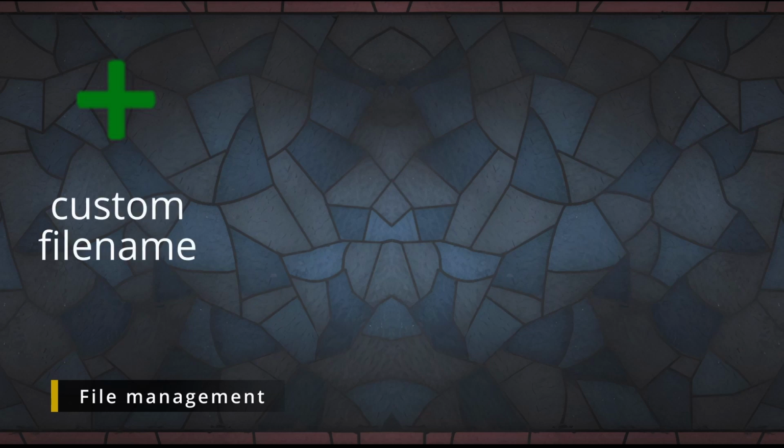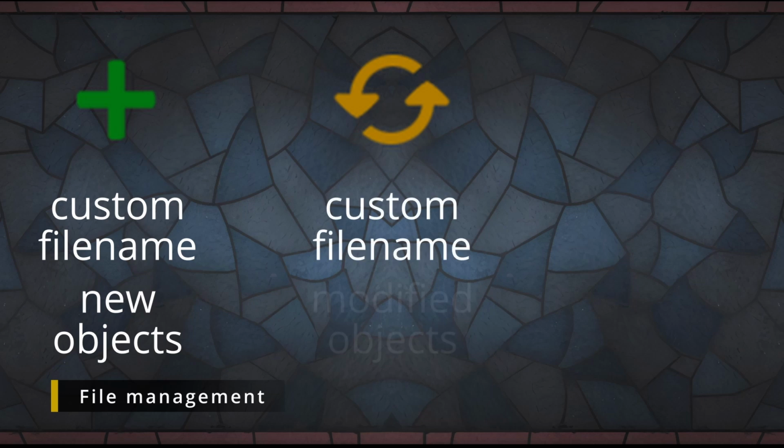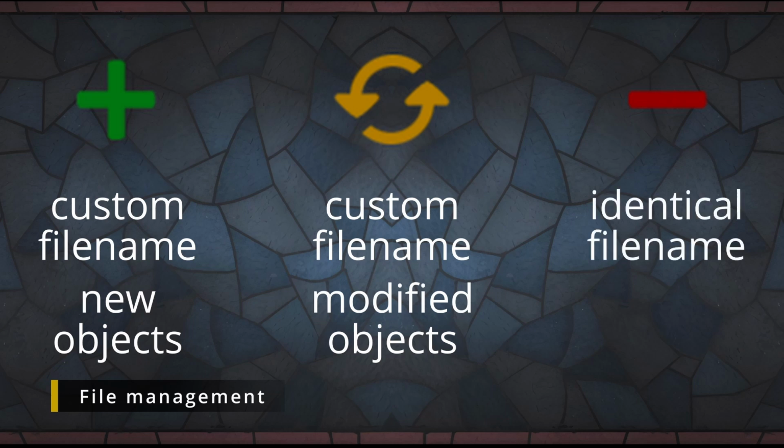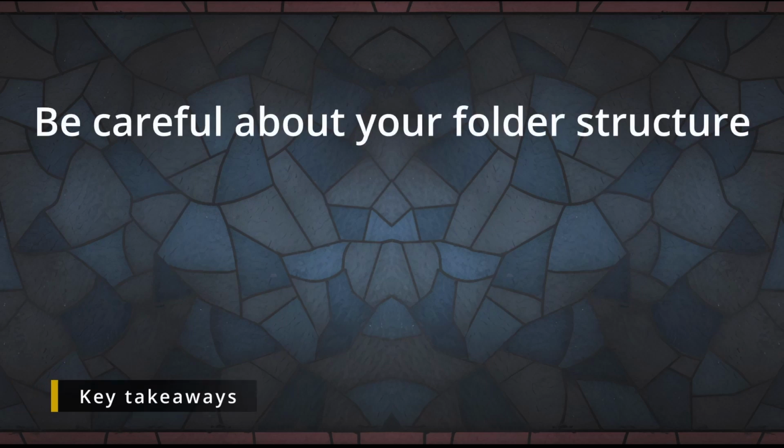What this basically means is that if you want to add an object, you can create a custom file with just that new object in it. If you want to change an object, you can create a custom file with that modified object in it. But if you want to delete an object from the game, you will have to replace the whole file that object is in. The three important things to keep in mind are: be careful about your folder structure.